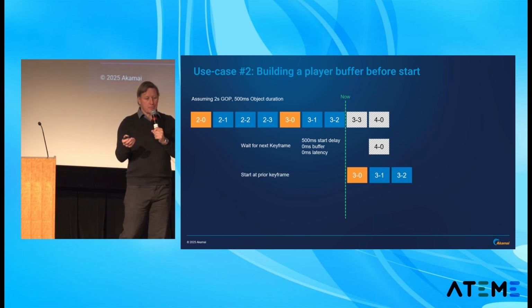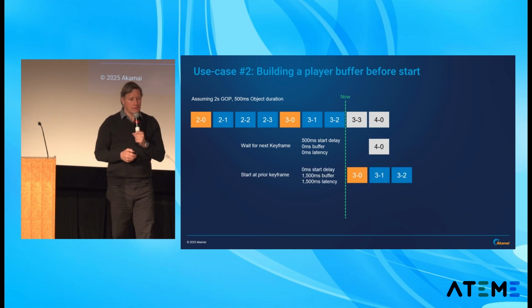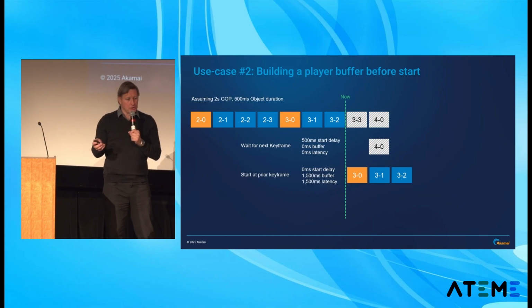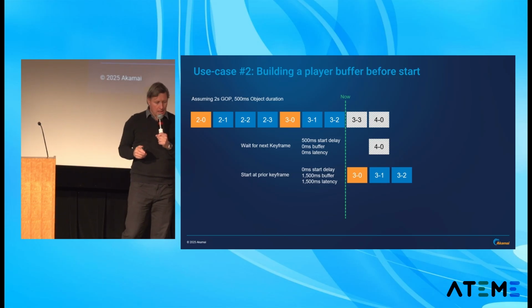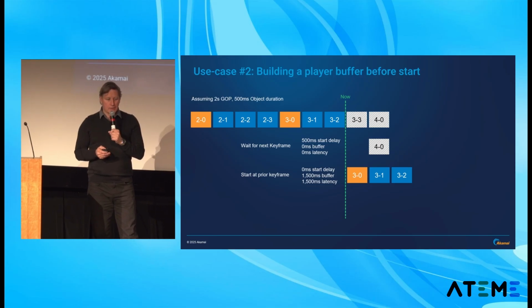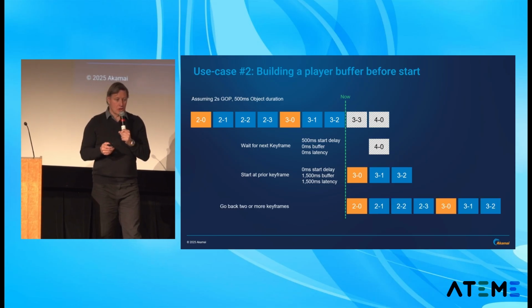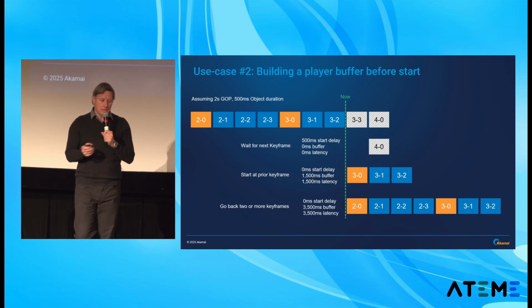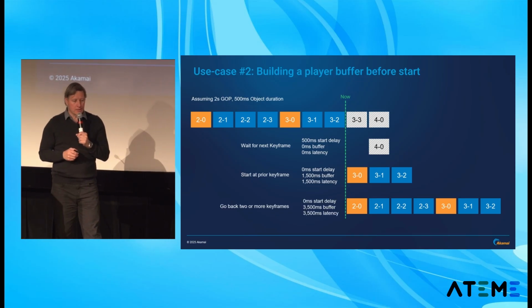I can also start at the prior keyframe, which is 3.0. And when I do this, I'm going to get 0 millisecond start because it's instantly available to me, plus or minus speed of light from my server to my client. But I'm going to have 1,500 milliseconds of buffer and 1,500 milliseconds of latency when I do start. I can start at the keyframe before that one, 2.0, right? That's going to give me the same 0 millisecond start delay, plus or minus, and a larger buffer and larger latency. So I have a choice as a player.